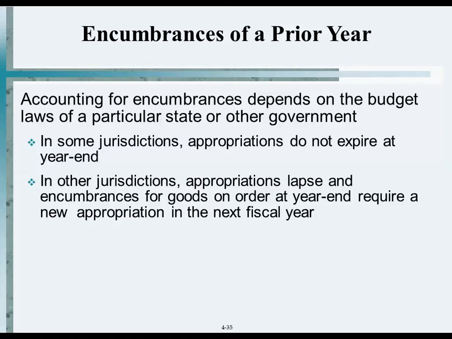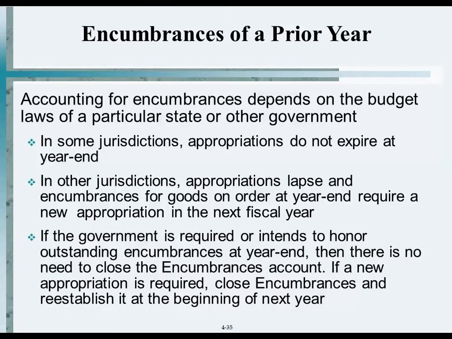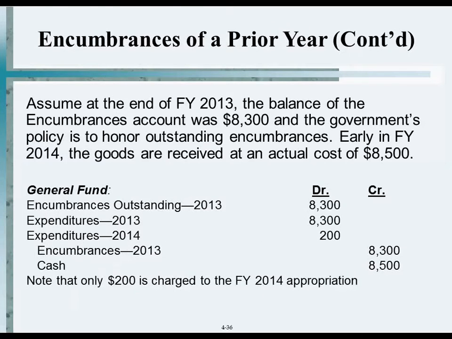Now there are other places which say, no. You know what we'll do? When we pay the expense next year, expenditure for this year, we'll just reverse the previous year's encumbrance. We won't close the account. So two ways to do this, and the book shows you both ways to do this. All right? And this is what that discussion is.